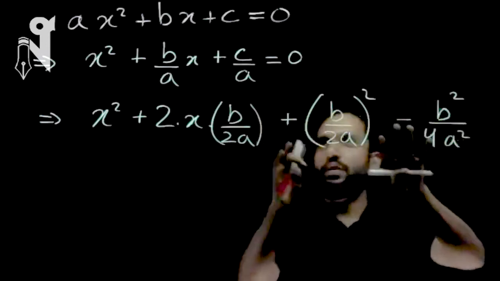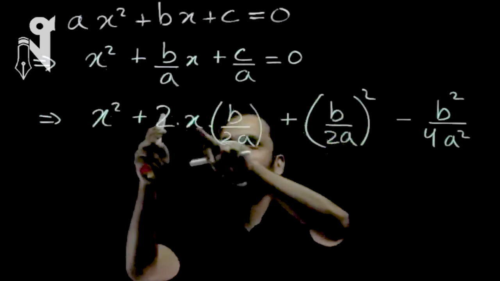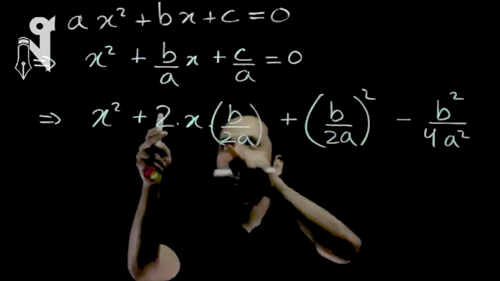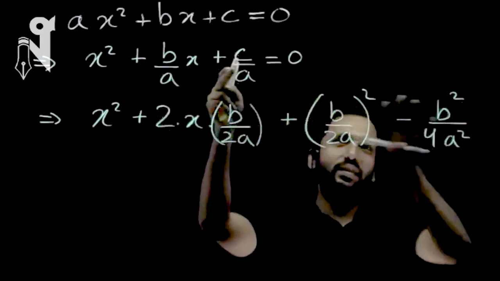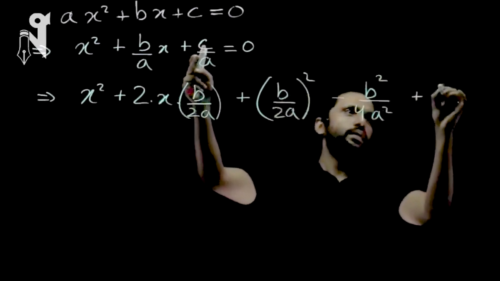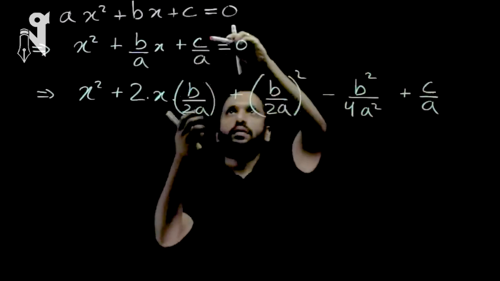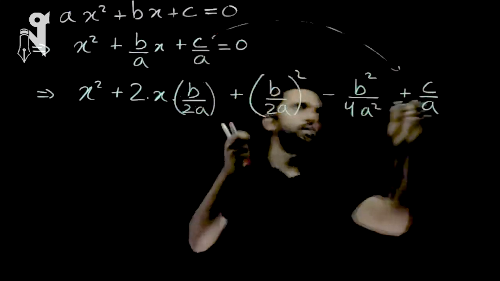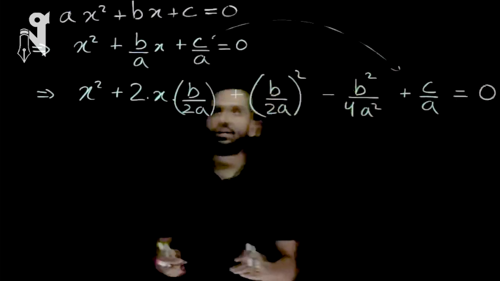So where are we with respect to the question? X square was x square. B by a x is 2 into x into b by 2a. So this part is this part. C by a has not even figured yet. And this is effectively 0. This minus this is effectively 0. So plus c by a, this thing comes over here. And that makes my question same as the earlier part.